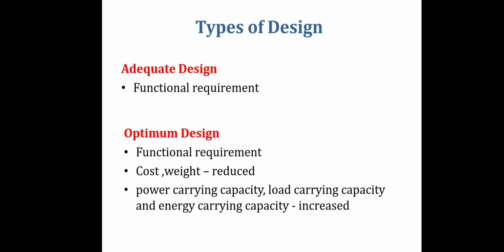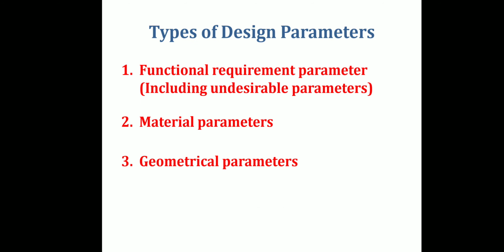Now let us see what these design parameters are. The design parameters are classified into three groups: functional requirement parameter including the undesirable effects, material parameters, and geometrical parameters. Now the first one in that is the functional requirement parameter.